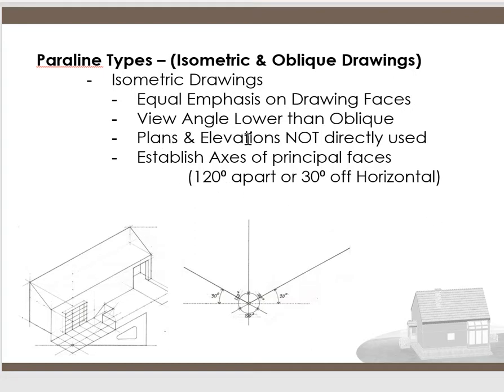The plan and elevation's not directly used. So before, like I said, we use the floor plan. But in the isometric, we're going to scale it, and we're going to create our lines to start with and scale out our drawing. And it establishes an axis principle. So right here, between here and here is 120 degrees, but don't get confused. They're just 30 degrees here and 30 degrees there.